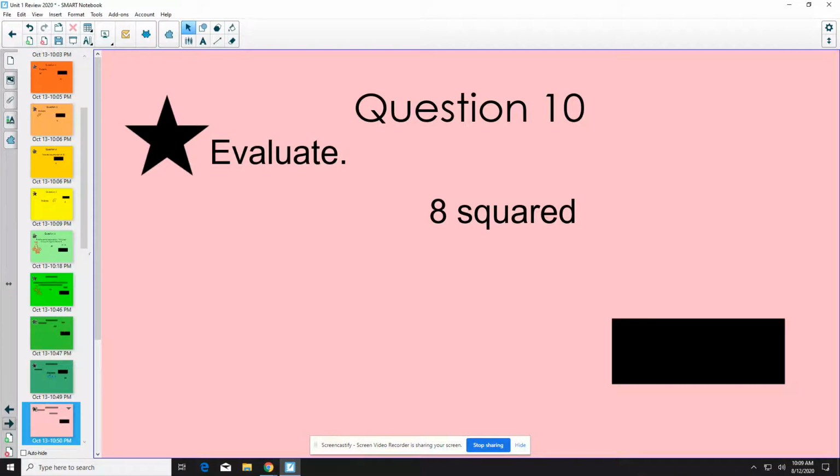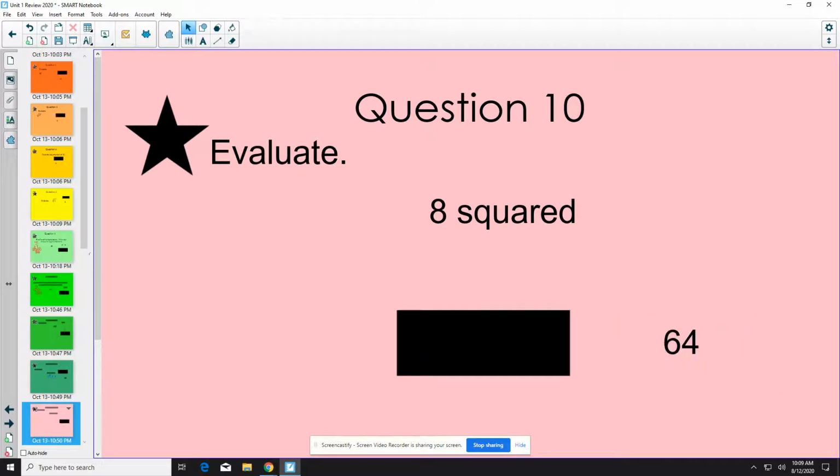Okay, number 10, find 8 squared. Write your answer on your paper. Okay, 8 squared means 8 to the second power. That would be 64.